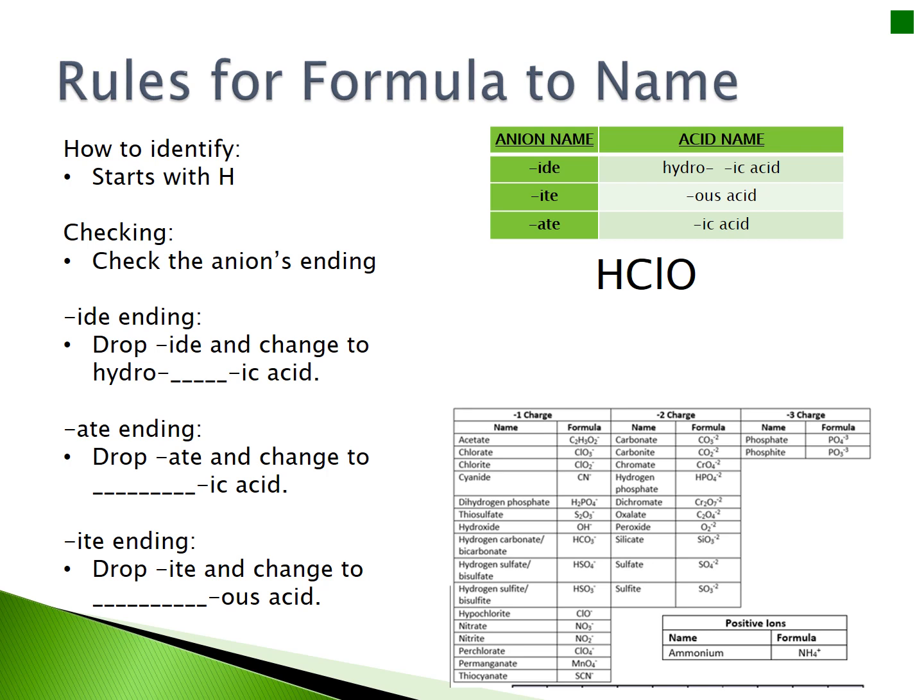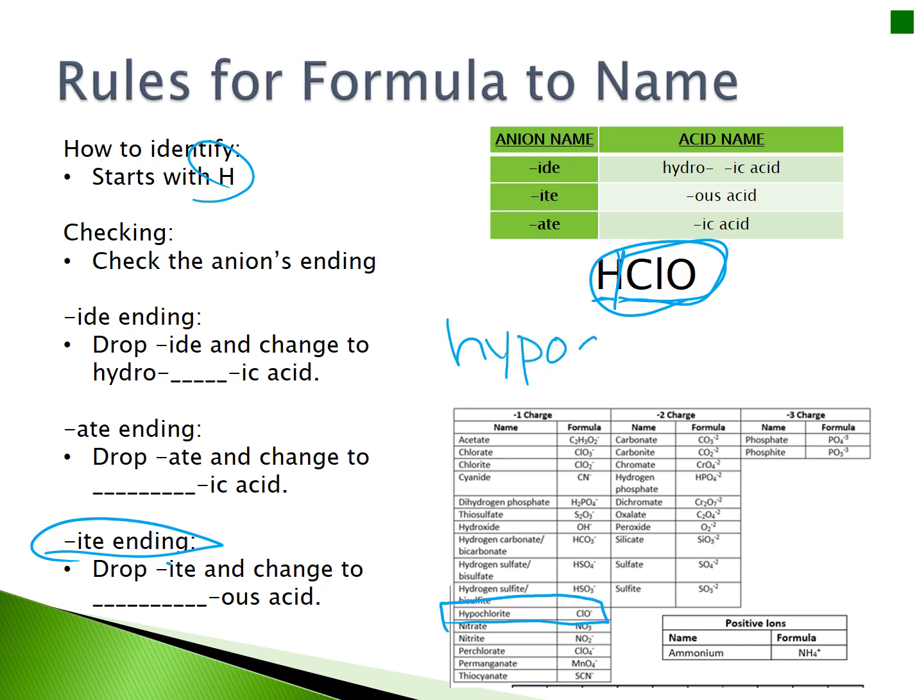All right, and then my last actual example problem is HClO. So it starts with an H, so I know that it's going to be a hydrogen. I'm going to look at that ClO for the anion. ClO is right here. So it's hypochlorite. So it has that ite ending. So it says drop the ite and change it to ous acid. So it'd be hypochlor, instead of ite, it's hypochlorous acid.